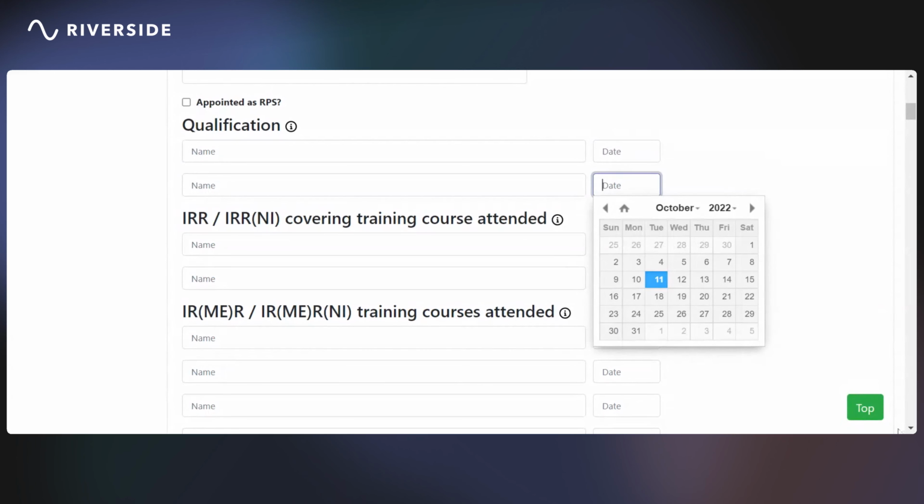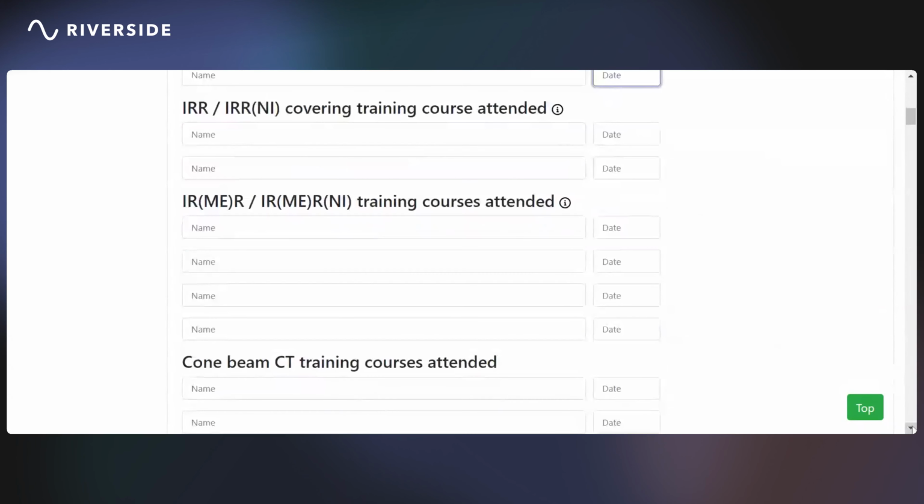Underneath these professional qualifications, we have boxes indicating any training that particular duty holder has undertaken with respect to the Ionising Radiations Regulations, or the Northern Irish version. So this will likely be a course that you've attended externally, and it could have been online or it could have been in person.